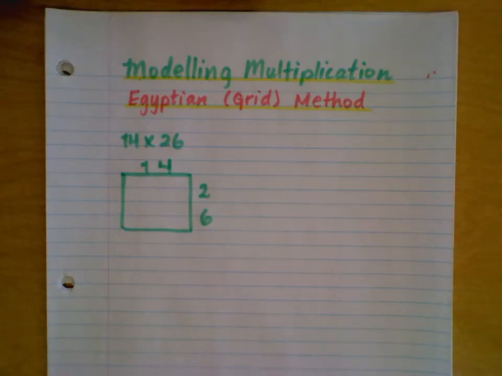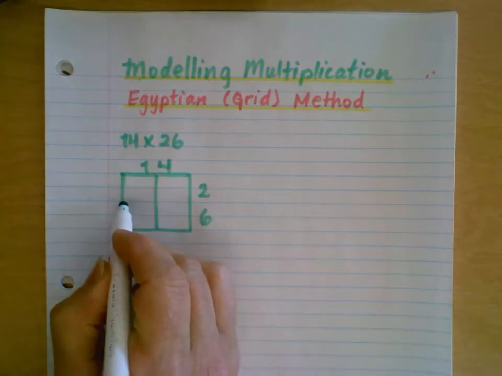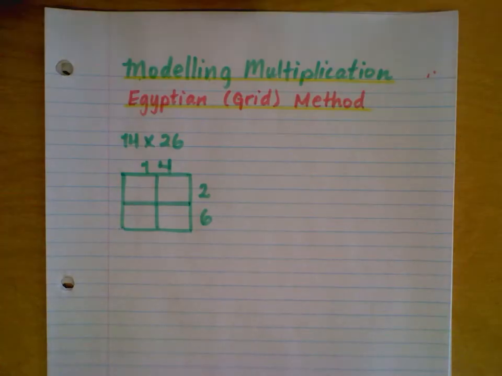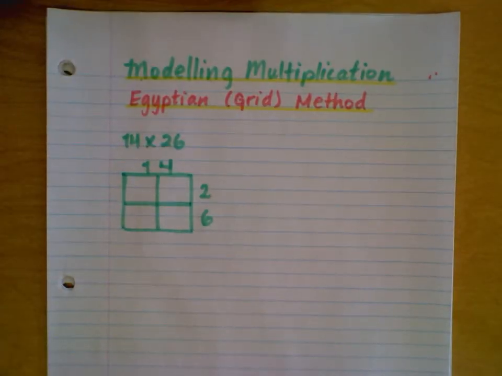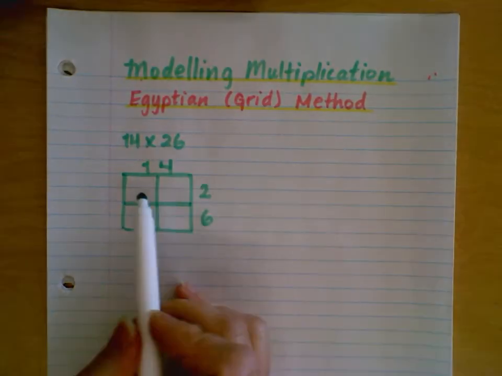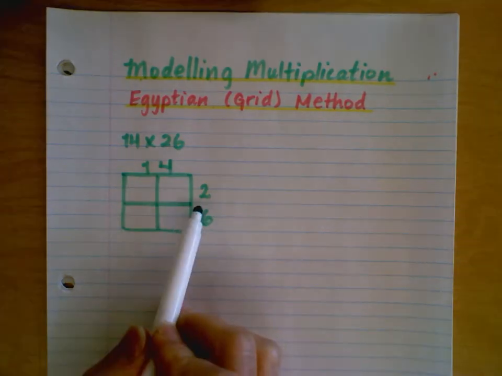I usually provide students with a grid that's been printed out for them so that they can fill in the values more quickly and easily and not have to spend time drawing the grid. Okay, so we have 14 times 26, like that. Now, each of the quadrants in this grid represents one of the multiples.